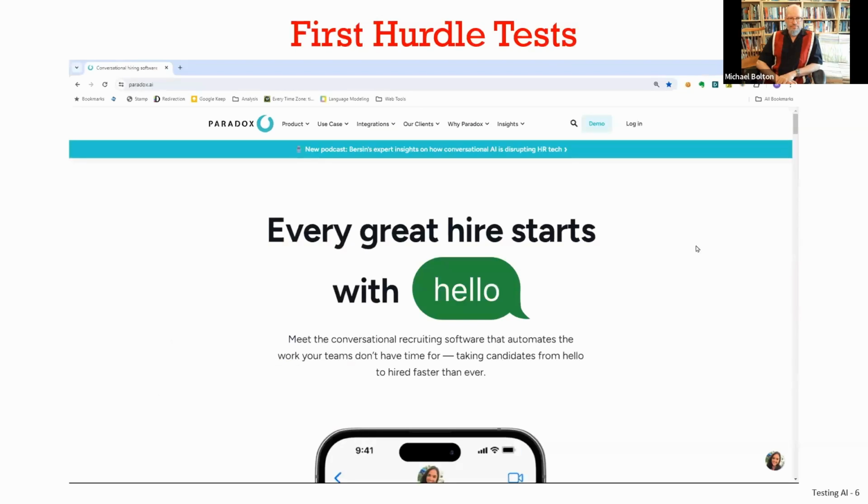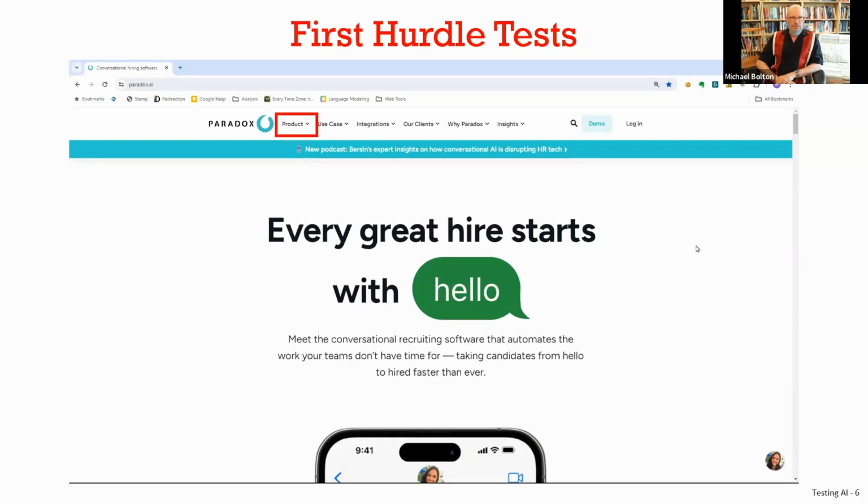So here's another one. This is Paradox AI. Paradox AI creates stuff for human resources, for interviewers. This is the kind of thing that really worries me, because when we take humans out of the process of assessing candidates for jobs and we replace them with AIs that are bound to make mistakes, we run the risk of not hiring the right people or hiring the wrong people.